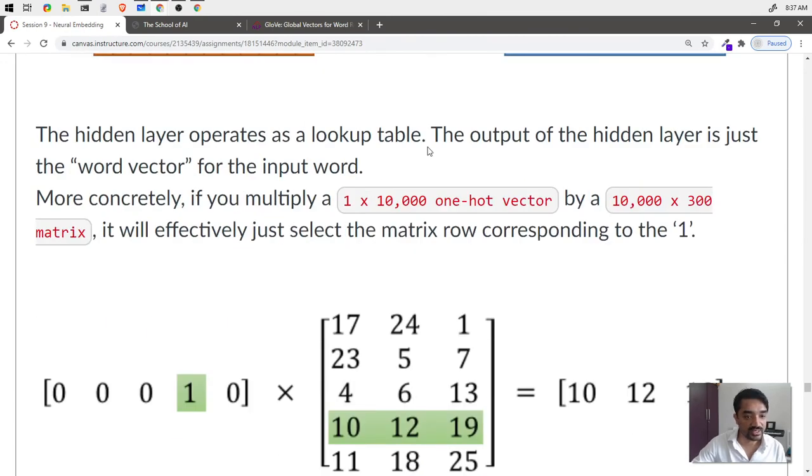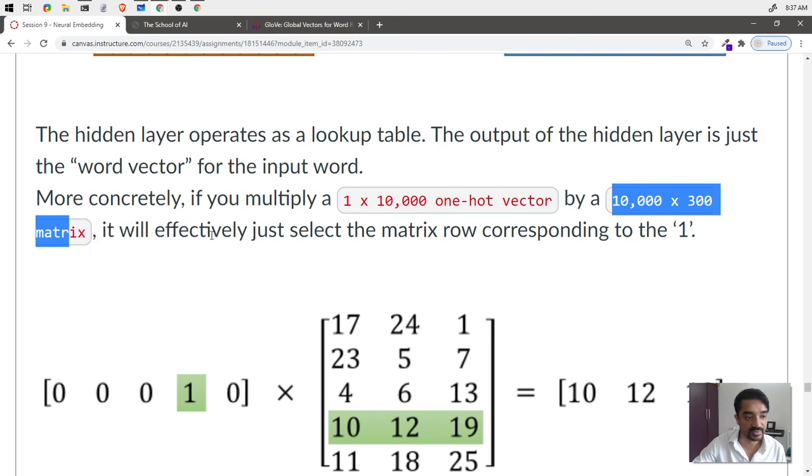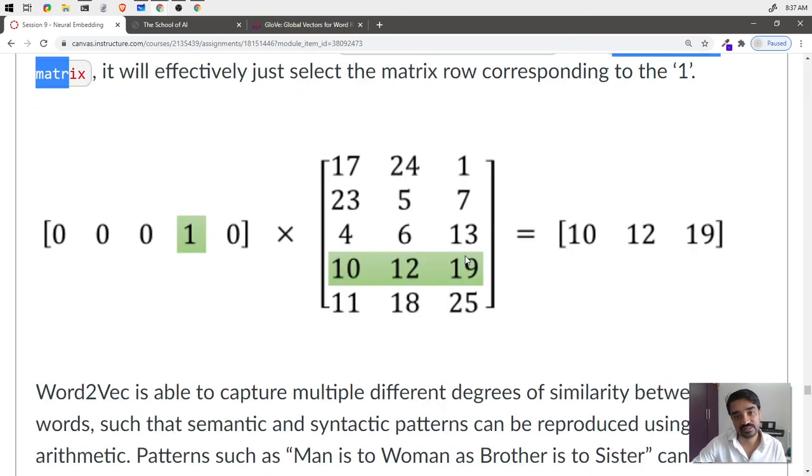Now, the hidden layer operates as a lookup table. The output of the hidden layer is just a word vector for the input word. More concretely, if you multiply a 10,000 one-hot vector by a 10,000 cross 300 matrix, it will effectively just select the row of the matrix. So I have this vector now, basically a one-hot vector coming in. If I multiply it with, let's say, this 3 cross 5 matrix, it's going to literally tell me what that row is: 10, 12 and 19. That is what happens basically in our embedding layer, in the first layer.